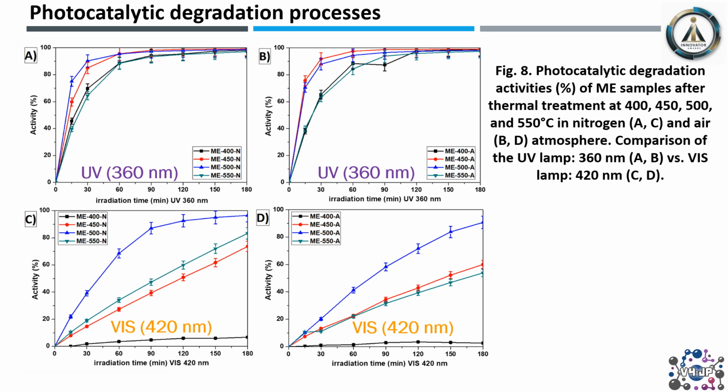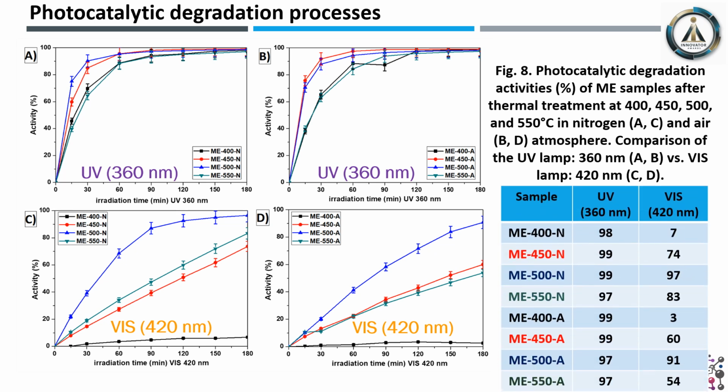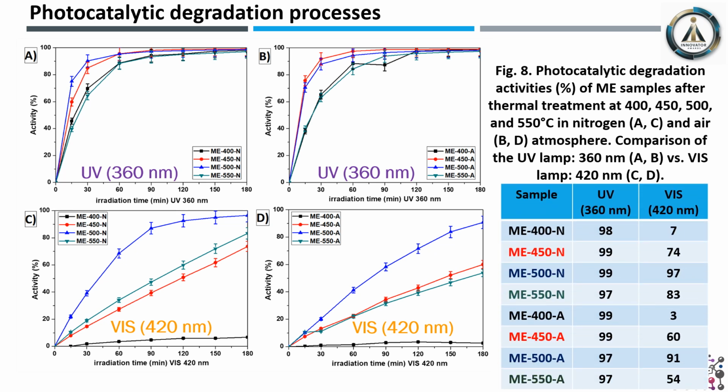So what is important from the results which we achieved, that after 3 hours of irradiation under UV or VIS light, the photocatalytic activities were between 70 and 99% for samples heated in nitrogen, and 50 to 99% for samples heated in air atmosphere. Furthermore, we could state that the photodegradation activity was found to be superior under UV light for both groups of samples.